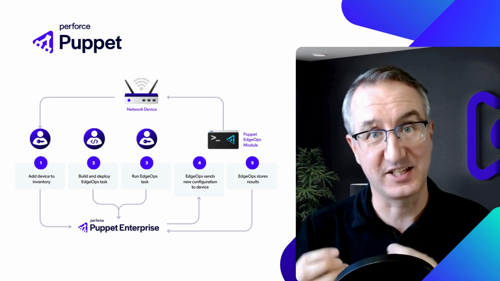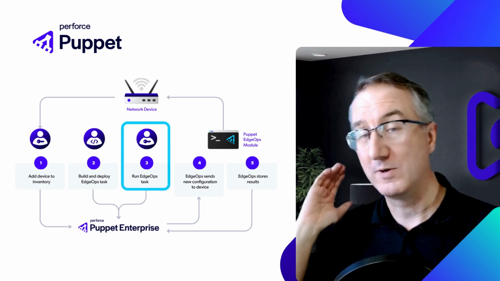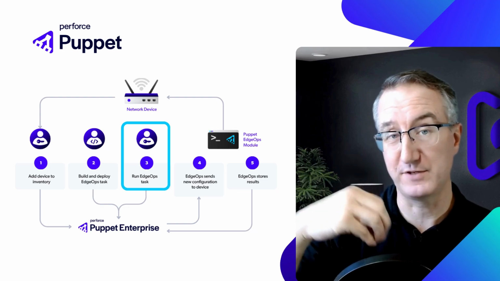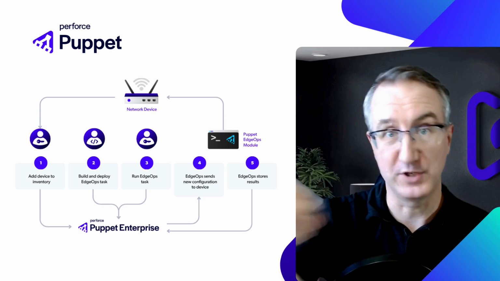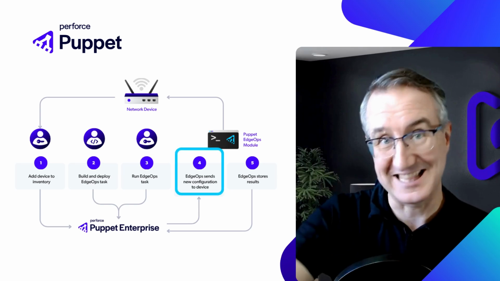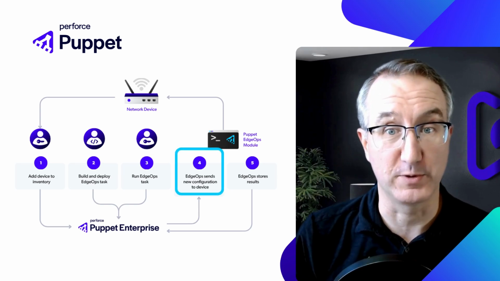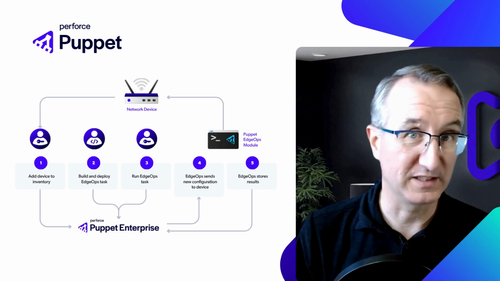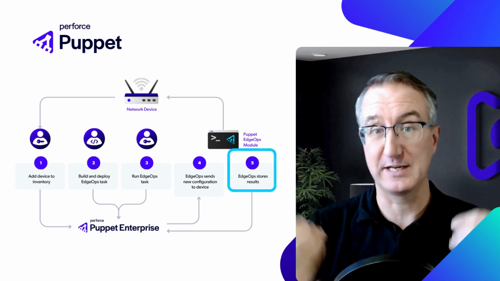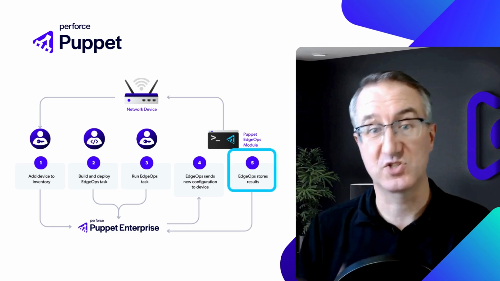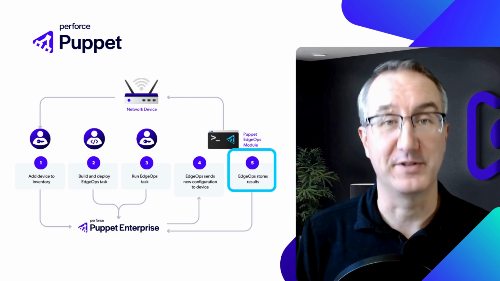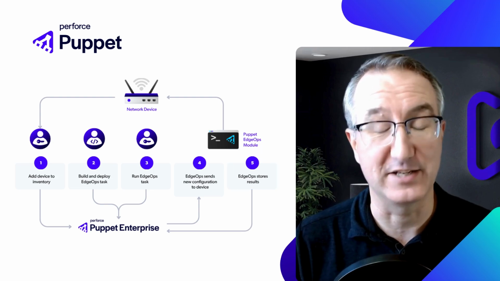Now we're going to execute the EdgeOps task. When we run the task, it's now going to go through, take the code and the definition of what we have, communicate with the device, and send that new configuration of the changes we want over to the remote network device. Ultimately, when we use that EdgeOps module, it's also going to get a result. And that result can then be stored back into our central Puppet Enterprise store, and we're able to see the results of what happened with those EdgeOps tasks.